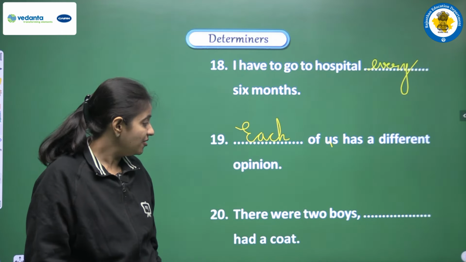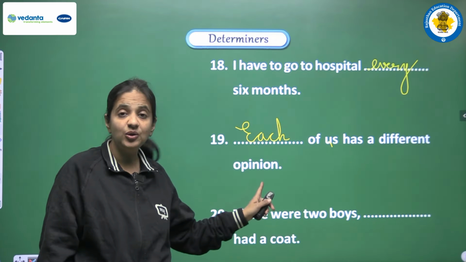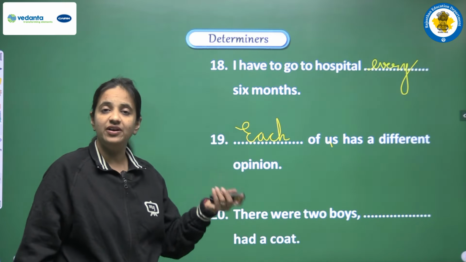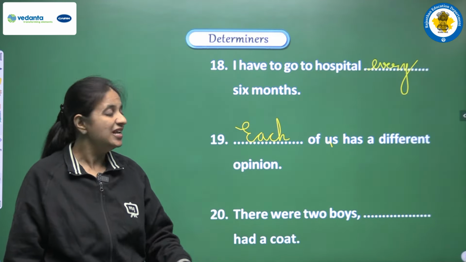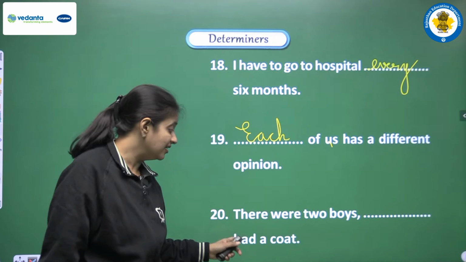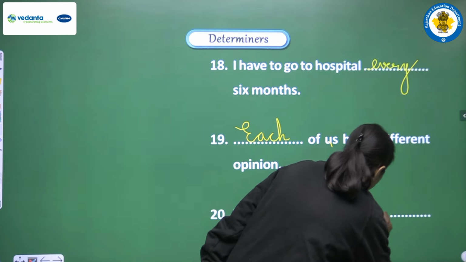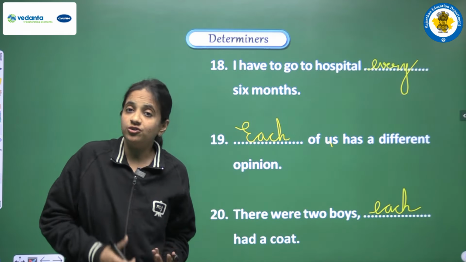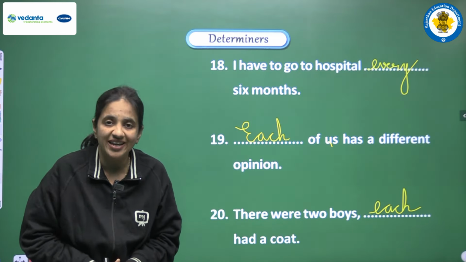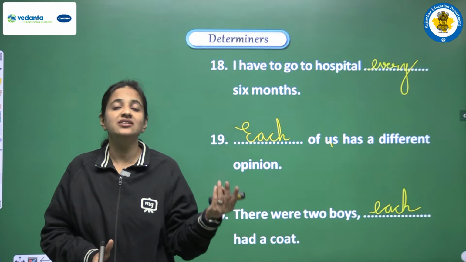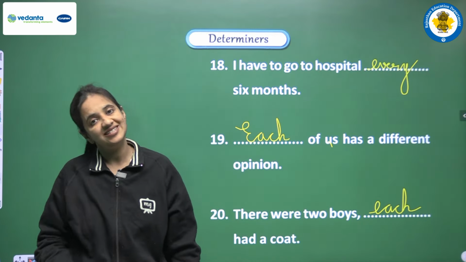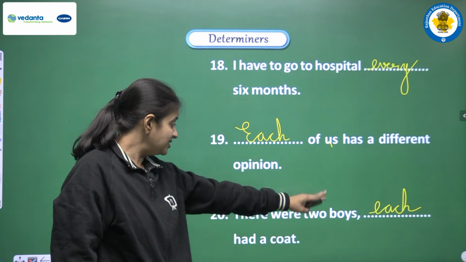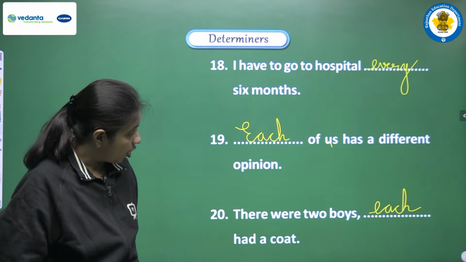Next sentence, there were 2 boys, each had a coat. So again in this sentence, first of all it is clear that there were 2 boys. We are talking about 2 boys, and then we are saying that had a coat. It means each had a coat. It means the 2 boys we are talking about, both were having coats. So again we are talking about 2 boys, but as individual persons, and this is the reason we are using each, and the complete sentence will be, there were 2 boys, each had a coat.